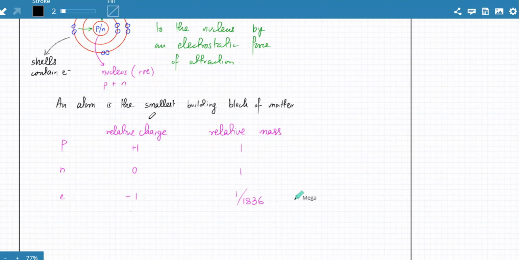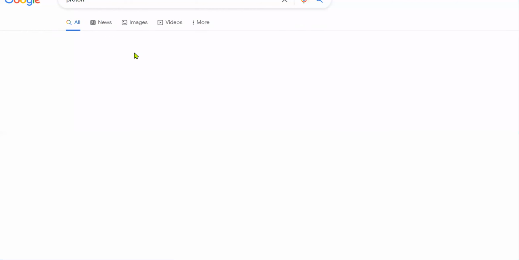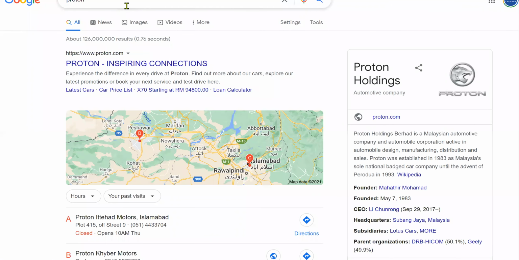What I mean by relative mass is that 1 is not the actual mass. 1 simply means that whatever the mass of the proton is, the neutron will have exactly the same mass, and the electron would be 1 over 1836 times lighter. It's basically a comparison: these two have the same mass, and this one is much lighter. The actual mass of a proton, let me just Google proton. One second, proton.